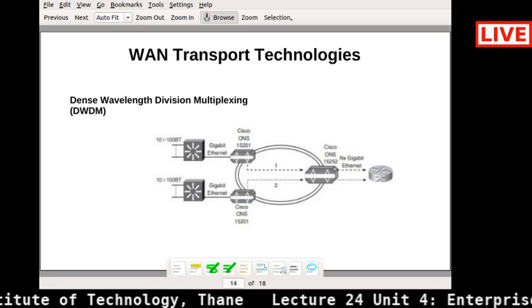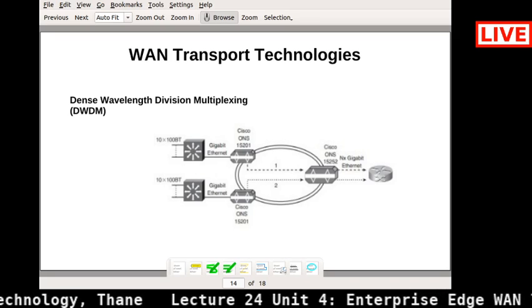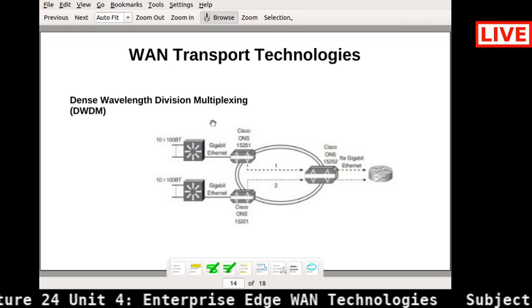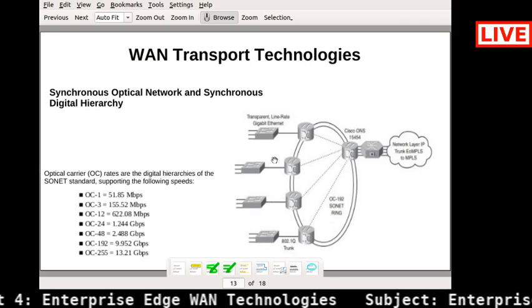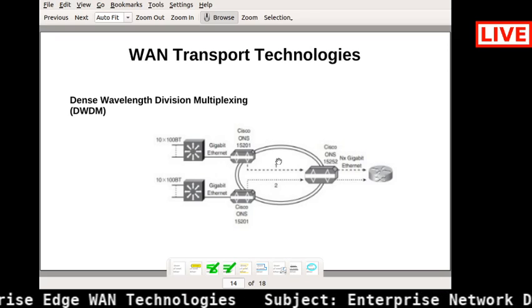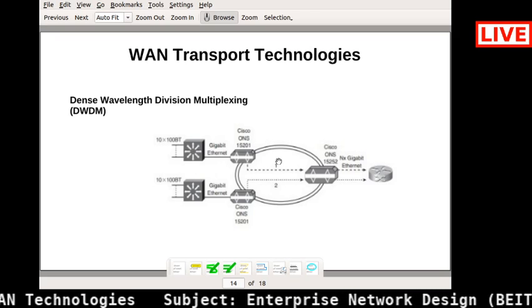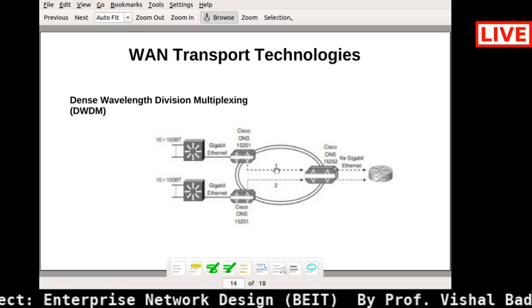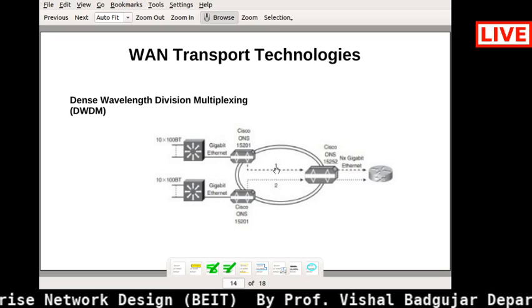Okay, so this particular DWDM is also used inside those SONET rings, right? Whatever we have seen in this diagram, here itself we are also going to use this DWDM. It will be useful for increasing the bandwidth of an optical medium, right?